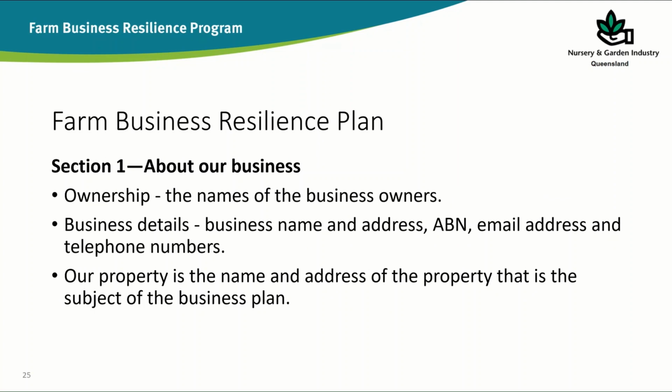In the About Our Business section, the names of the business owners are listed along with business details, including the business name and address, ABN, email address, and telephone numbers. Our property is the name and address of the property that is the subject of the business plan. Where more than one property is covered by the business plan, list the additional properties in numerical order in the table provided.